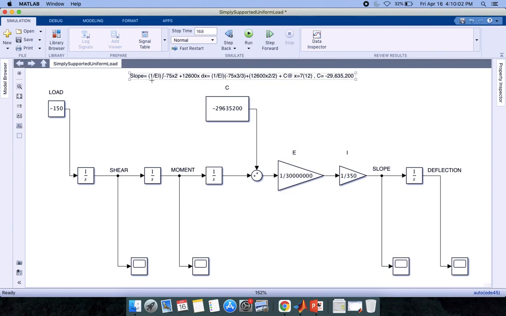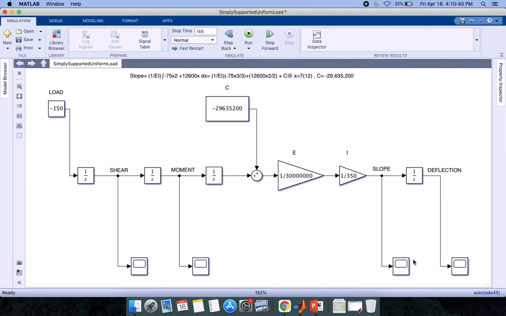So to solve for C, we have 1 over EI, integral of our moment equation, and at what location is the slope known to be 0? Well, it would be at the midpoint of the beam, which is at 7 feet. Converting it to inches, we'd multiply by 12. So inputting that for x, we get a C of negative 29,635,200.